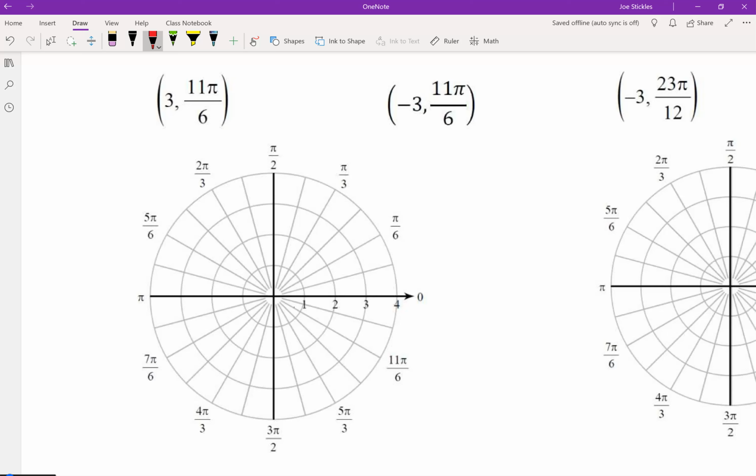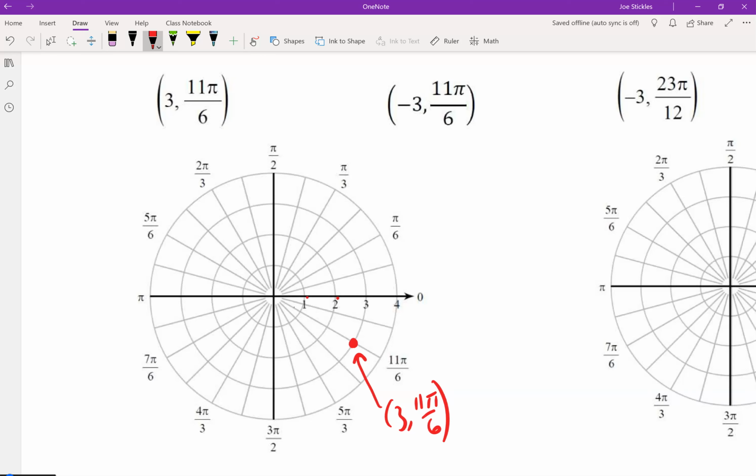So this is 3 units, so I need to count out 1, 2, 3, okay? Now that's not the point, I just put the dot there so I can tell you that I counted out to 3 here. Now I need to rotate 11 pi over 6, okay? Well, it's a positive angle, so I need to rotate this way, and I need to stay 3 units out, so I need to stay along the circle until I get to 11 pi over 6, which is over here. So there is where that point is. I'm going to erase this helping line now. So this point here is 3, 11 pi over 6.